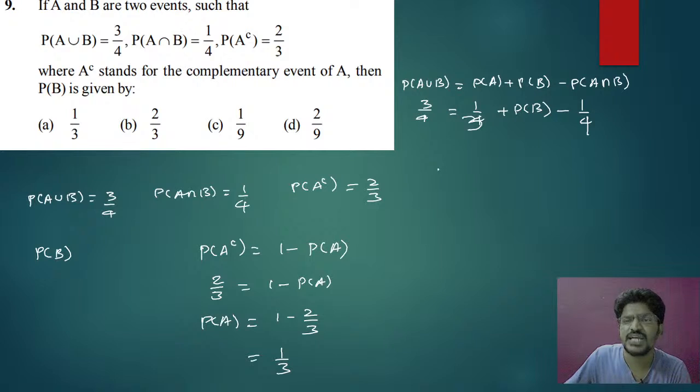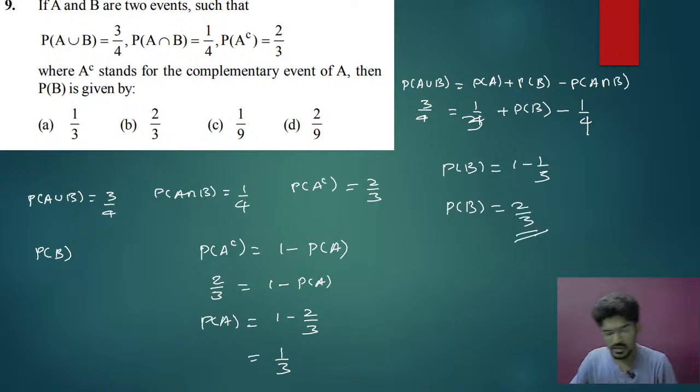So probability of A is 1 by 3, probability of A intersection B is 1 by 4. So now you can see that probability of B will be equal to 1 by 3 minus, if it comes on this side it will be plus 1 by 4, that will be 4 by 4. So 1 minus 1 by 3. So probability of B will be equal to 3 minus 1 is 2, 2 by 3. Therefore probability of B is 2 by 3. So 2 by 3 is our required answer. Clear?